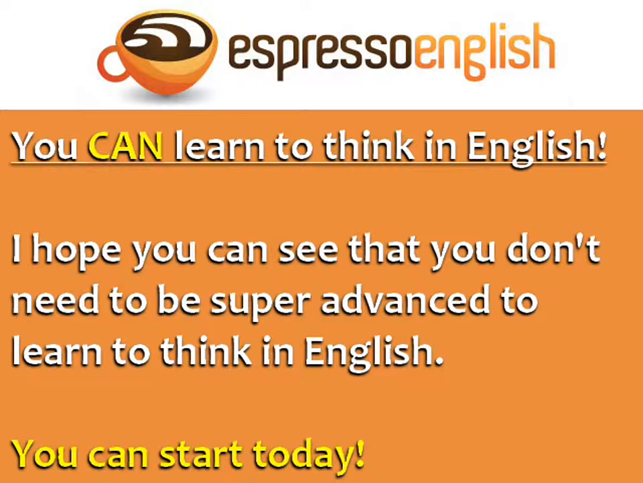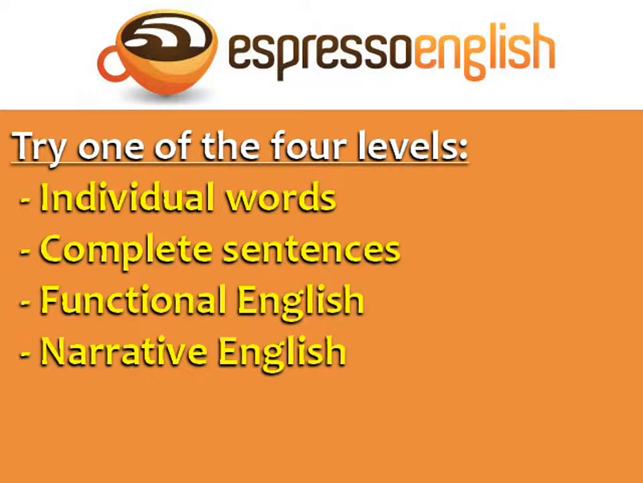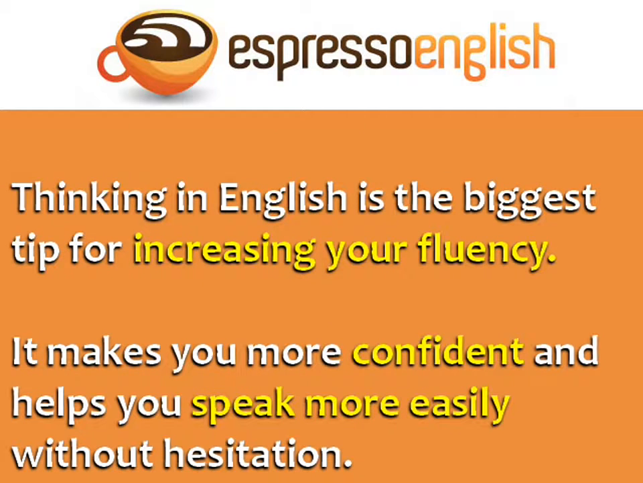You can start today. Try one of the 4 levels this week: thinking in individual words, complete sentences, functional English, or narrative English. Thinking in English is the biggest tip for increasing your fluency because it makes you more confident and helps you speak more easily without hesitation.